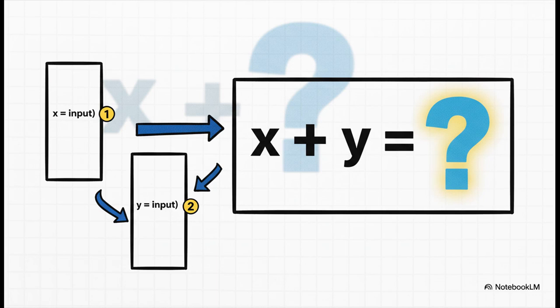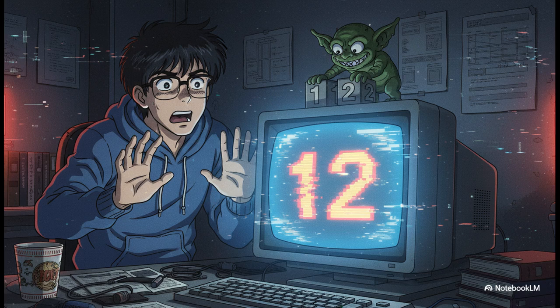Now, the logic here seems pretty simple, doesn't it? We ask for a number, let's call it x. We ask for another number, y. Then we just add them together and print the result. So if a user enters 1 and then 2, we should see 3 on the screen, right? Whoa, wait a minute. The computer says 12. That's not right.